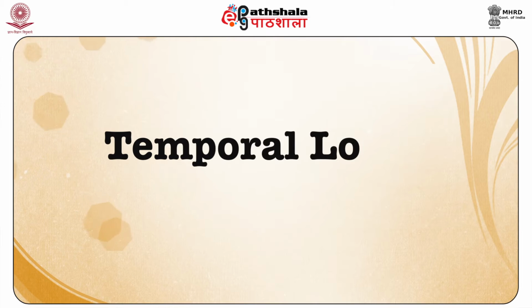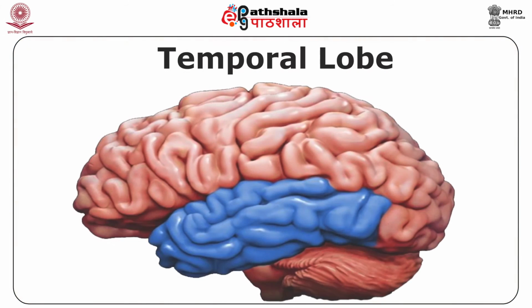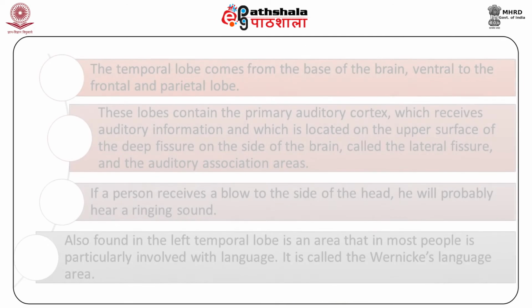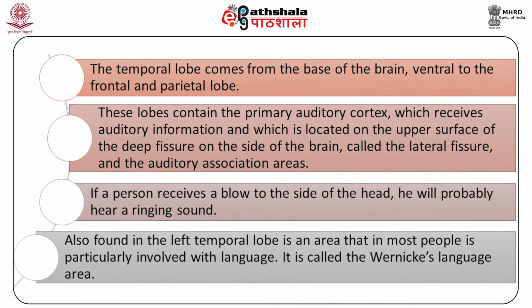Next comes the temporal lobe. The temporal lobes are found just behind the temples of the head. They come from the base of the brain, ventral to the frontal and the parietal lobe. These lobes contain the primary auditory cortex, which receives auditory information and is located on the upper surface of the deep fissure on the side of the brain called the lateral fissure, and the auditory association areas.